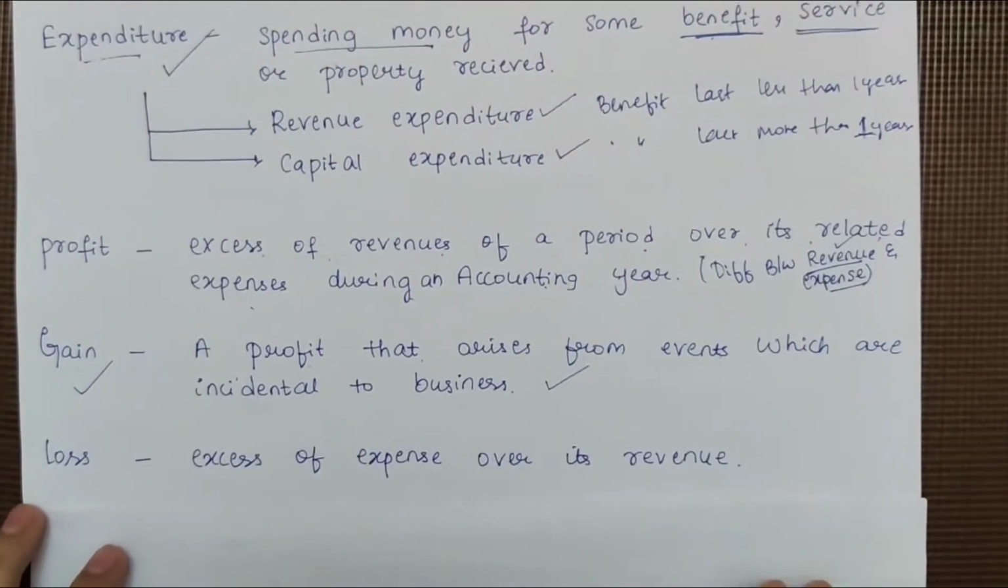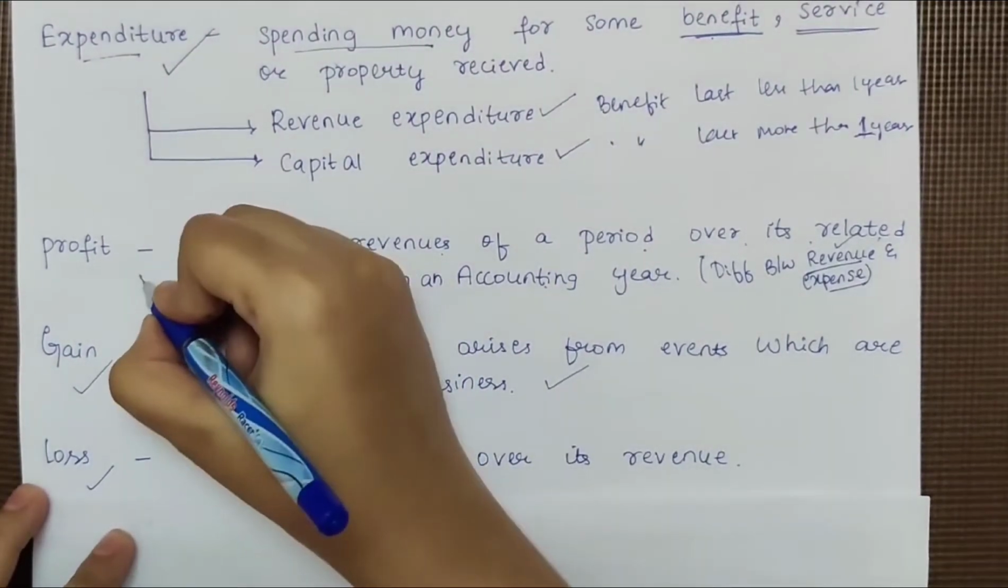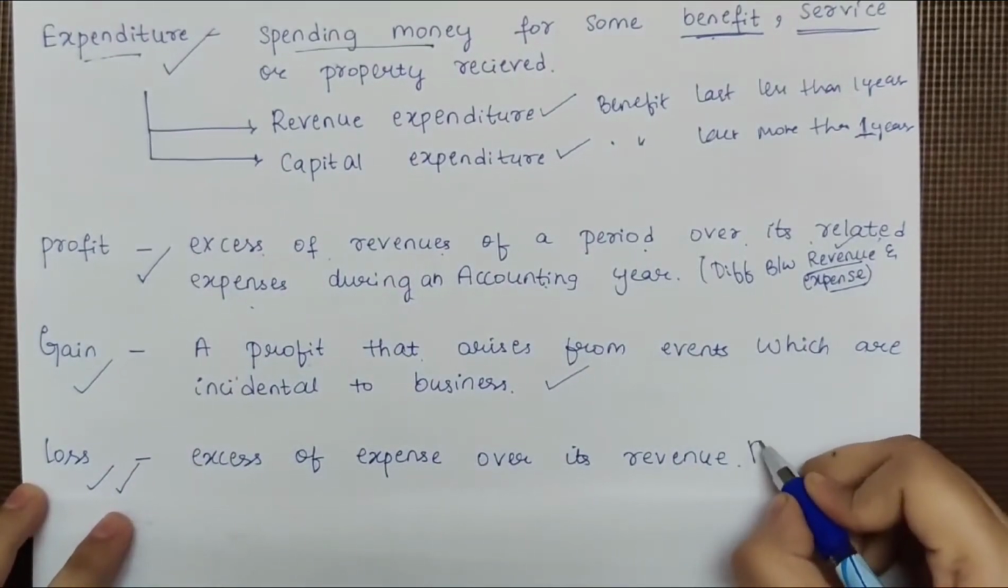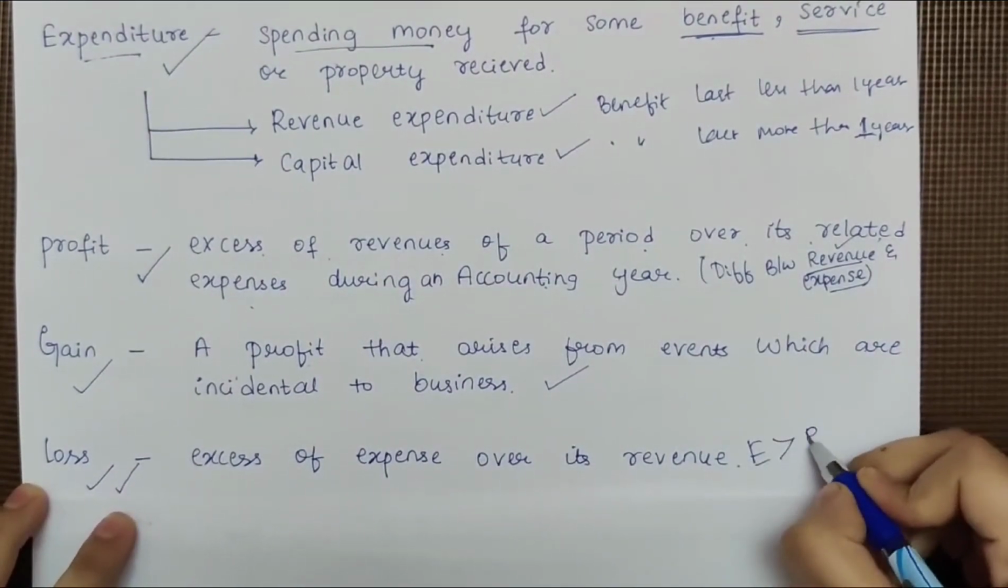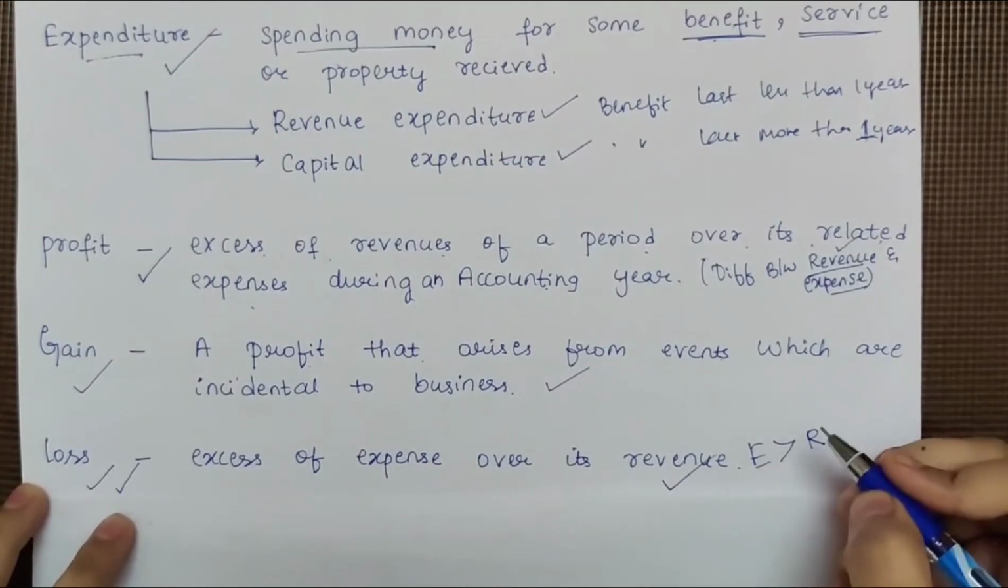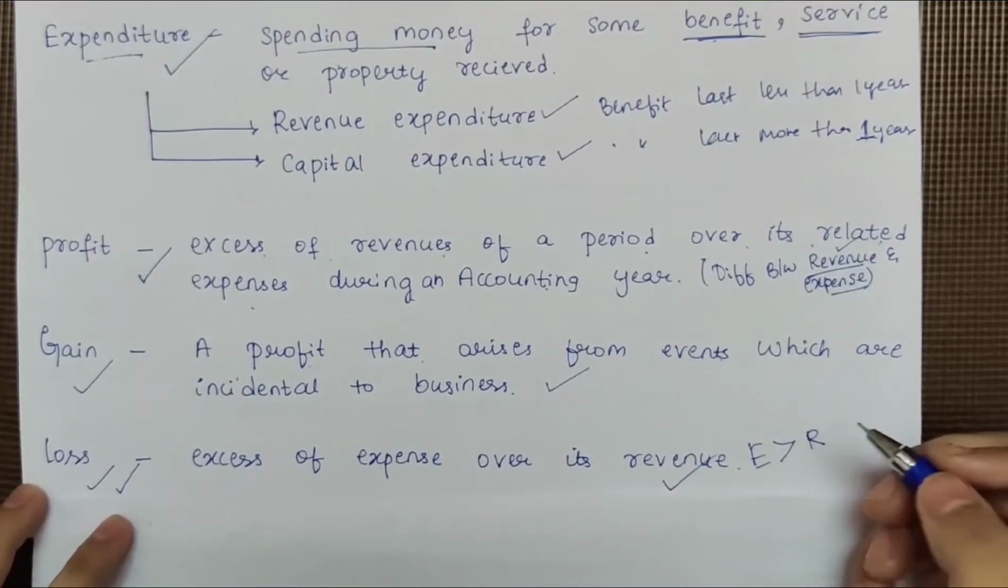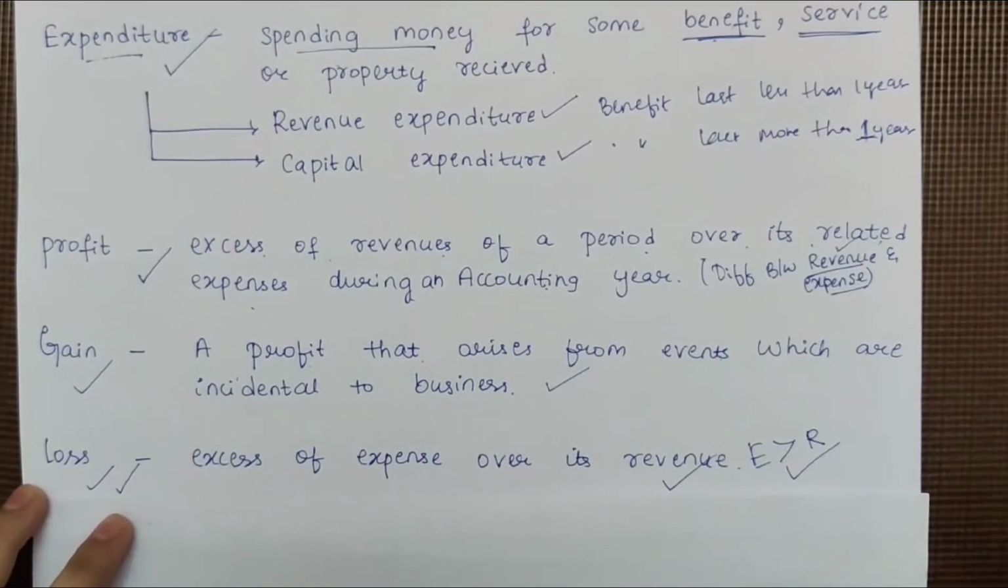So the next one is loss. The opposite of profit is loss. If the expense is more than revenue, then it is called loss. For example, the loss may be that goods are burnt in a fire accident, or there is a loss on sale of any fixed asset. That all comes under the loss part.